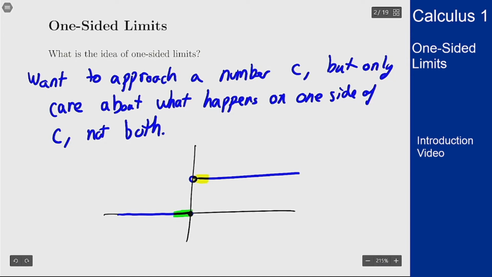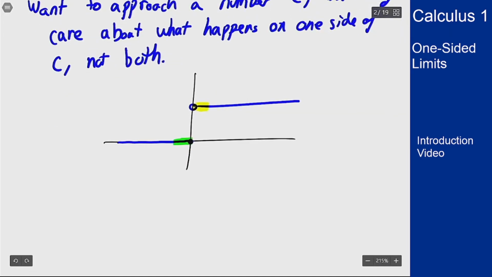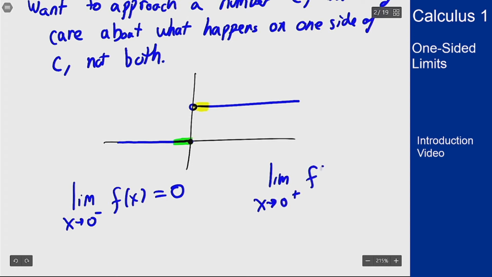In terms of notation for this function, we would write that the limit as x approaches 0 from the left of this function f of x equals 0, and the limit as x approaches 0 from the right of this function f of x equals 1. The minus here indicates we're coming into 0 from the minus side, so from the left as we approach that point, and the plus indicates we're coming from the right or from the positive side towards 0.